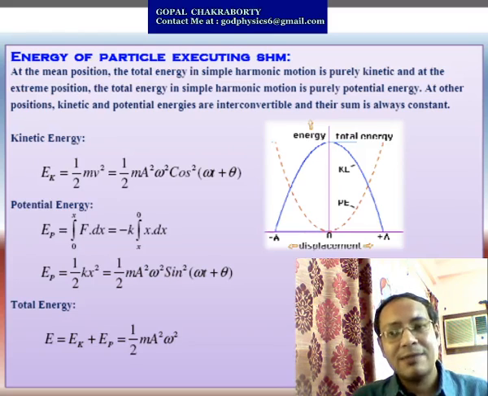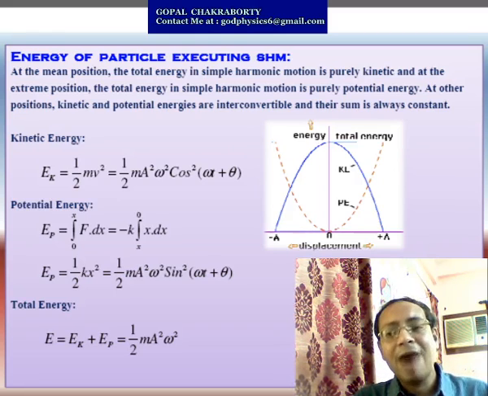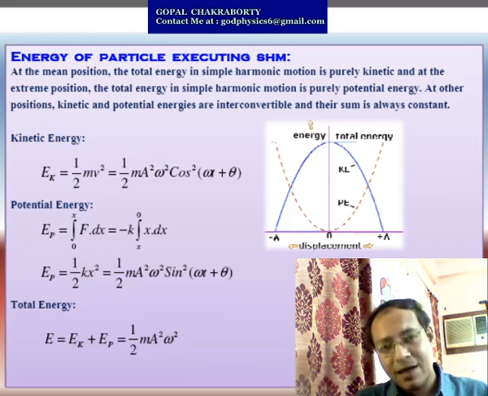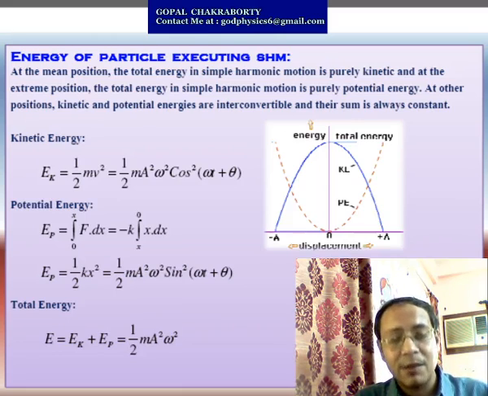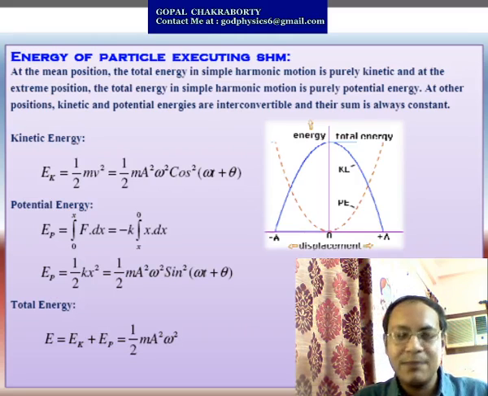So here I have substituted the value of F, that is F equals minus kx. Then taking the integration gives you half kx square. Now as we substitute omega square equals k by m, from there we can substitute the value of k in that expression of potential energy, and you will find the potential energy is half m a square omega square sine square of omega t plus theta.